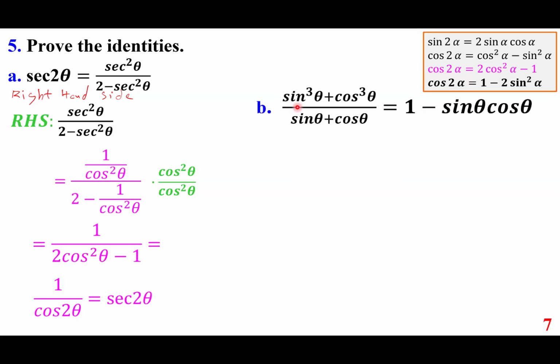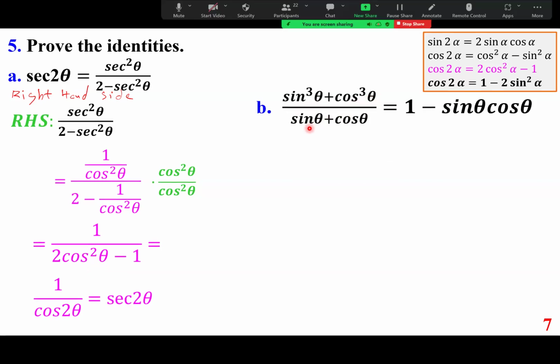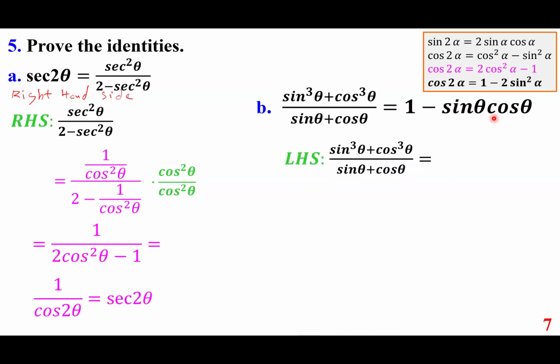We want to show that (sine cubed theta plus cosine cubed theta) over (sine theta plus cosine theta) is 1 minus sine theta cosine theta. Again, we start from one of the sides. The left-hand side seems more complicated, so we start with the left-hand side. At the bottom, there's not much you can do.